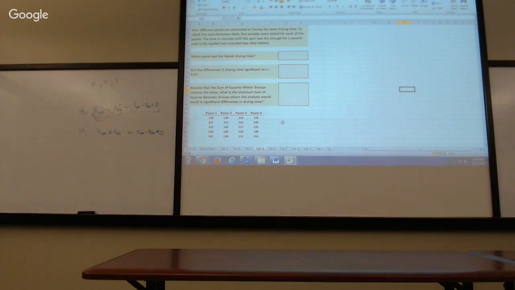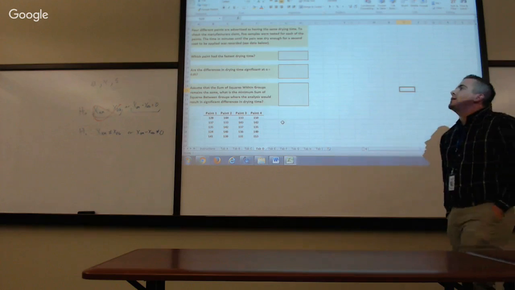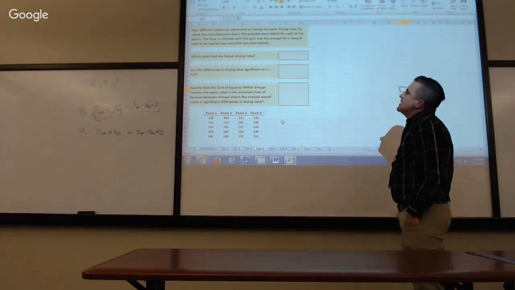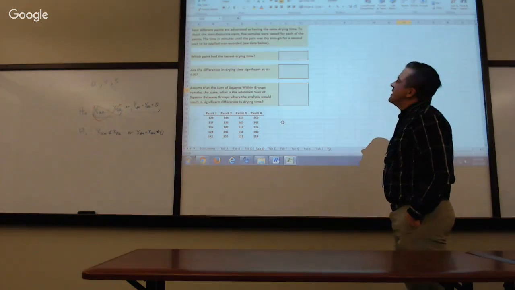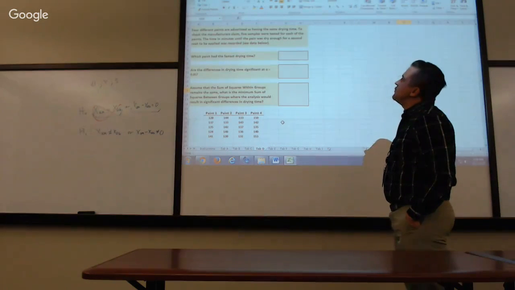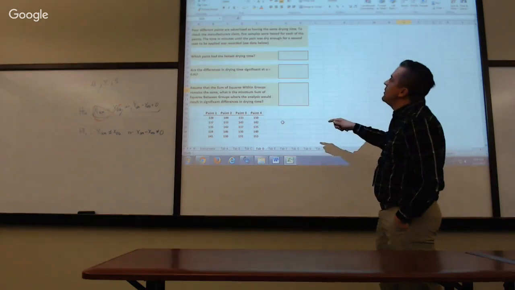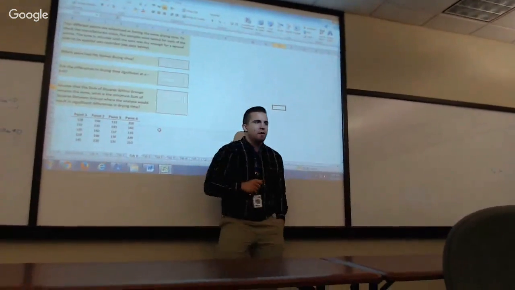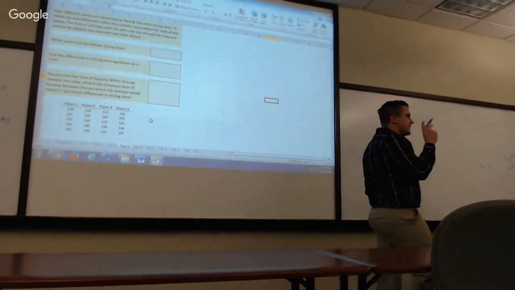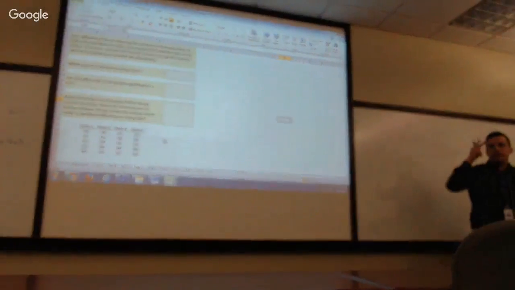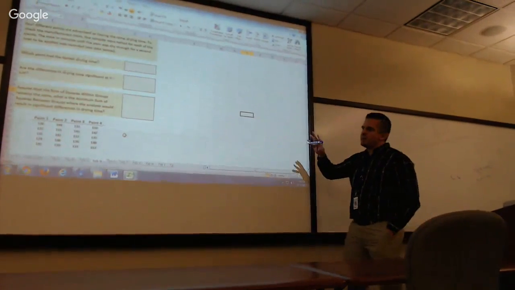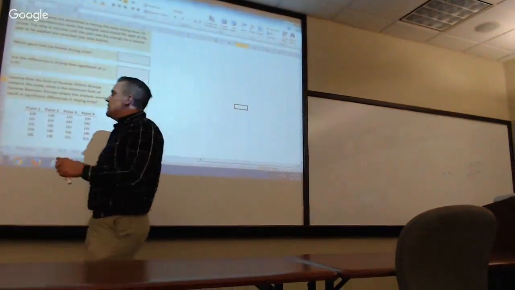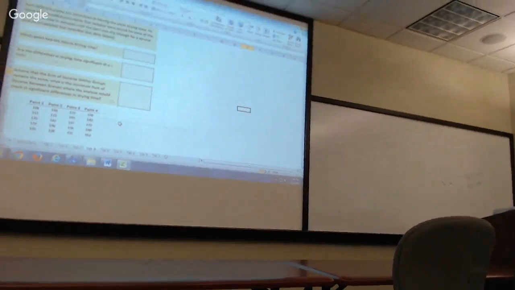So, D sets. 4 different paints are advertised as having the same drying time. To check the manufacturer's claim, 5 samples were tested for each of the paints. The time in minutes until the paint was dry enough for a second coat. So now we're not testing the difference between two samples or two populations. Now we're testing multiple samples. So the first thing we have to do is write our hypothesis test.